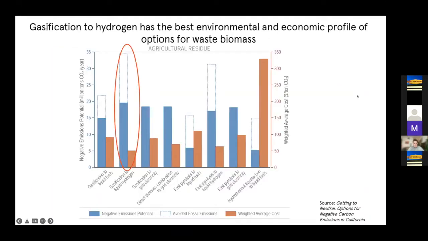And of all the things you can do with waste biomass, it turns out on the fundamentals that gasifying the woody waste biomass into hydrogen has the best economics and the best impact on the environment. So in terms of the amount of emissions removed and the lowest cost per ton of CO2, it's hard to beat this pathway, and that's what got us really excited about this.